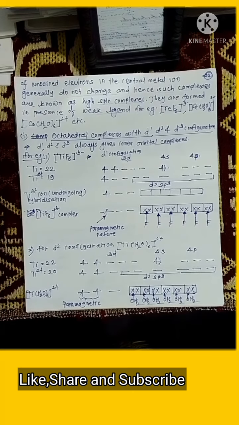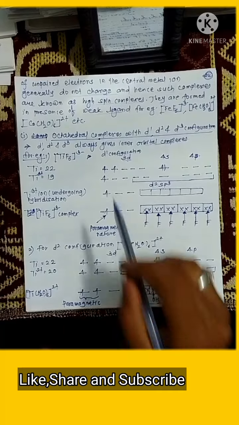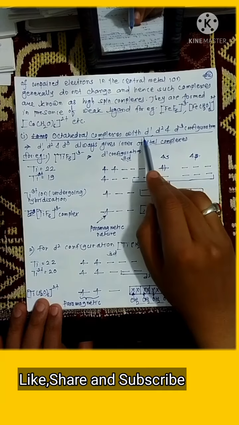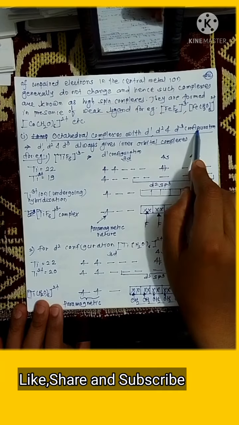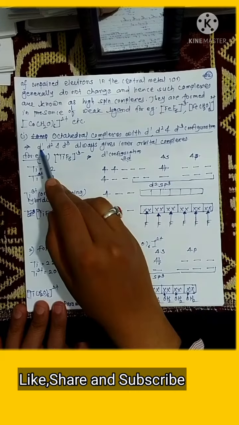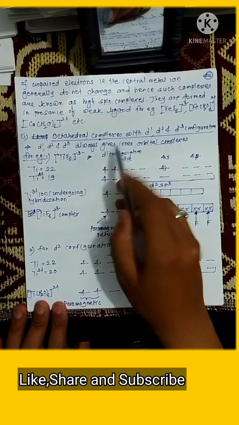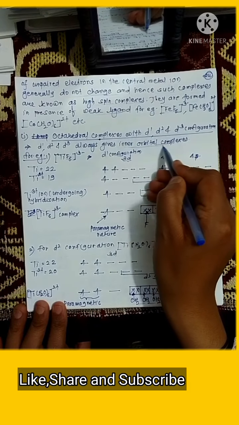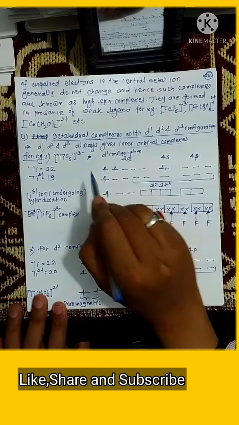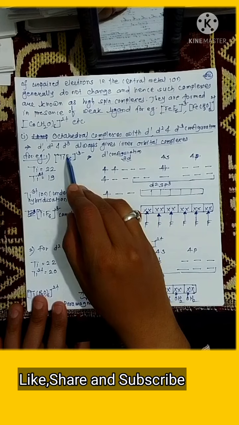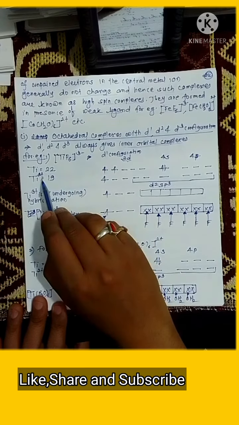Good morning, students. Today we are going to see octahedral complexes with d1, d2 and d3 configuration. d1, d2 and d3 configurations always give inner orbital complexes. Just see the example of TiF6 3-.